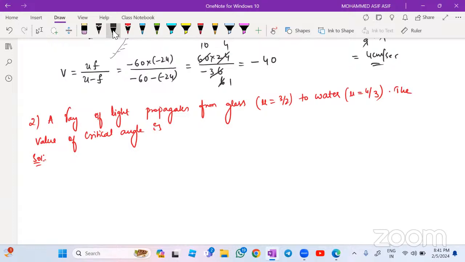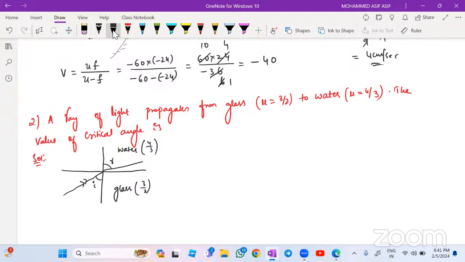Ray of light is propagating from glass to water. Say if I am taking two media, this medium is, for example, glass, and this medium is water. Refractive index of water is 4 by 3. Glass is right now 3 by 2. So the ray of light going from this medium bends away from the normal. So this will be the angle of refraction, and this will be the angle of incidence i.